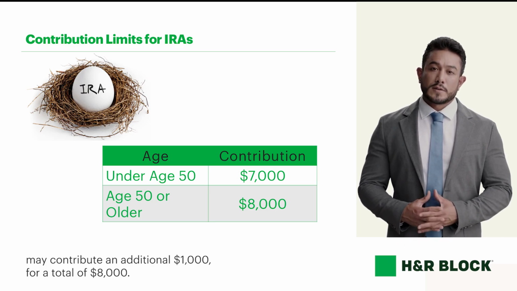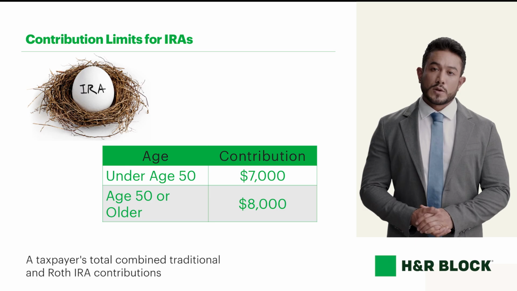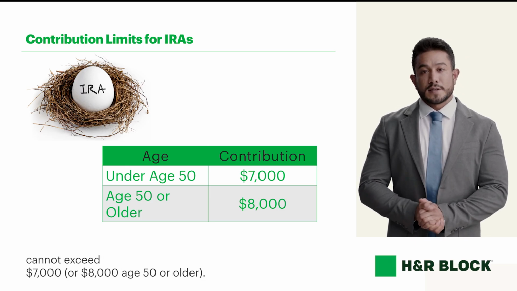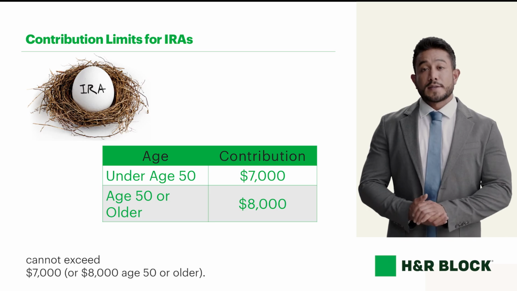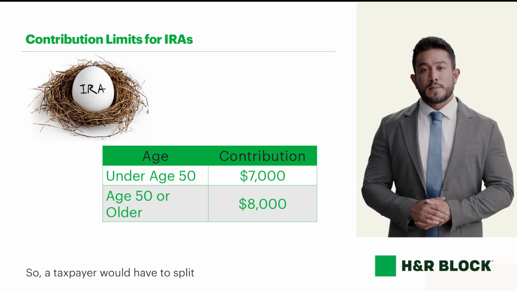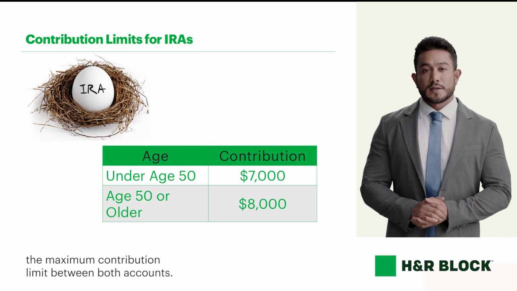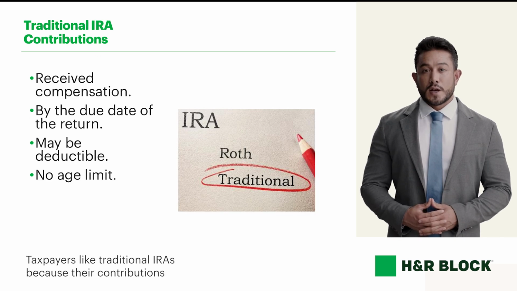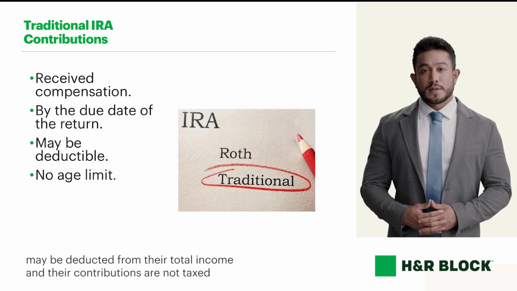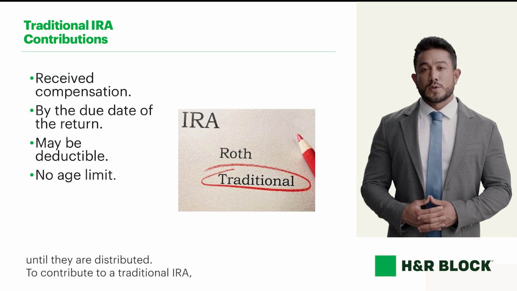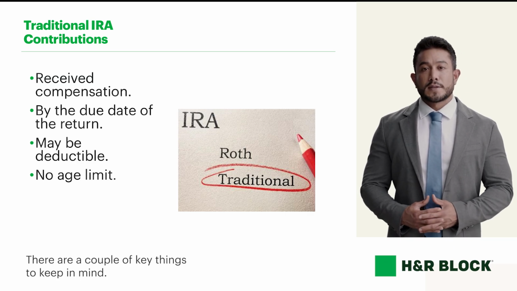A taxpayer's total combined traditional and Roth IRA contributions cannot exceed $7,000, or $8,000 age 50 or older. So, a taxpayer would have to split the maximum contribution limit between both accounts. Taxpayers like traditional IRAs because their contributions may be deducted from their total income and their contributions are not taxed until they are distributed.